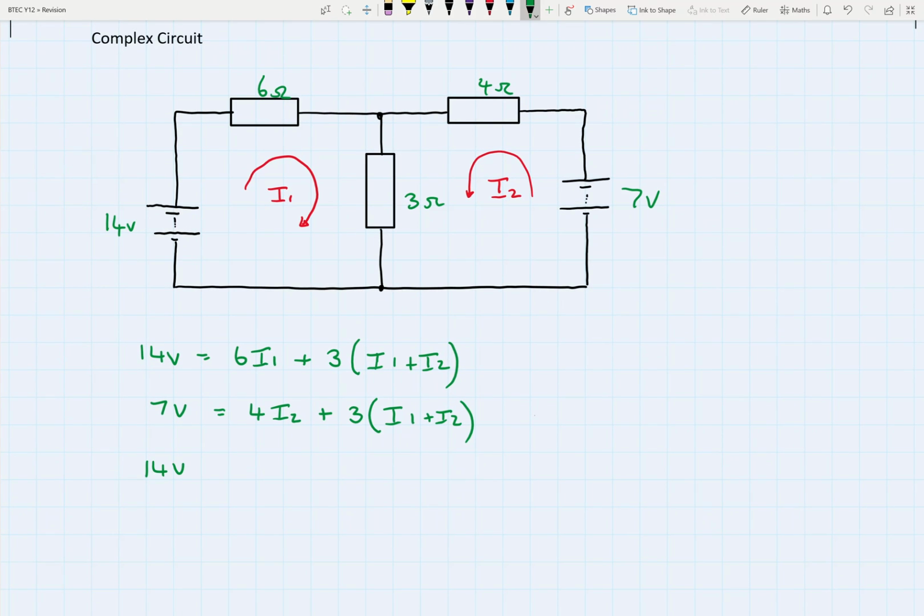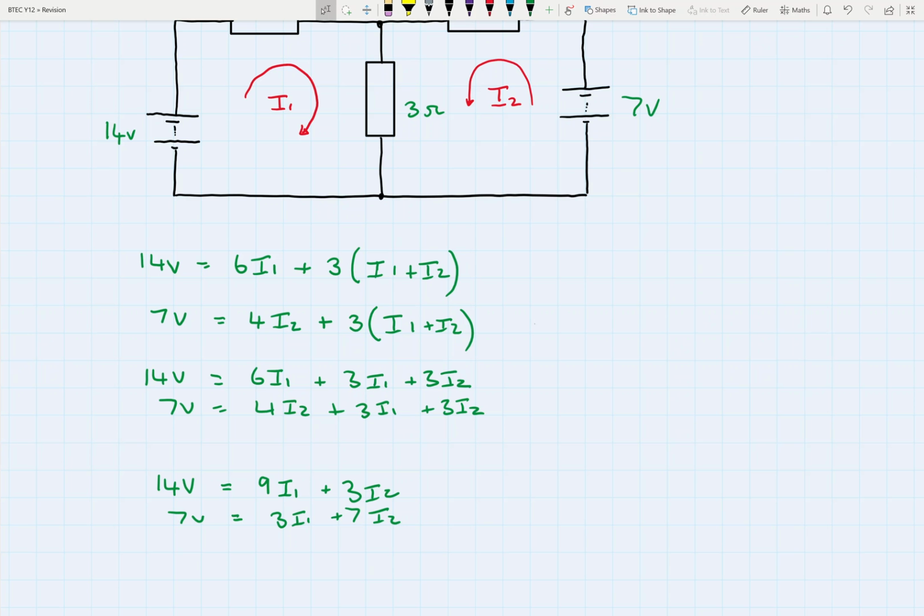Now all we need to do is multiply everything out. So I've got 14 volts is equal to 6I1 plus 3I1 plus 3I2, and then we've got 7 volts is equal to 4I2 plus 3I1 plus 3I2. Okay, we'll just do a little bit of tidying up, so I'll just do all that in one go. Okay, so we've just done a little bit of tidying up there. I'll call this equation 1 and call this equation 2.